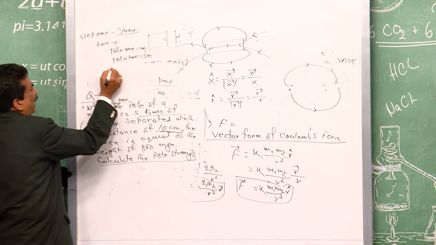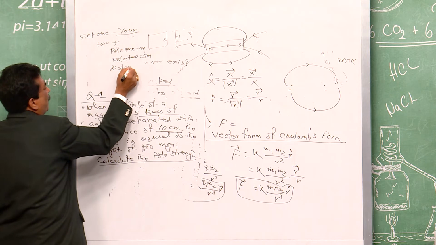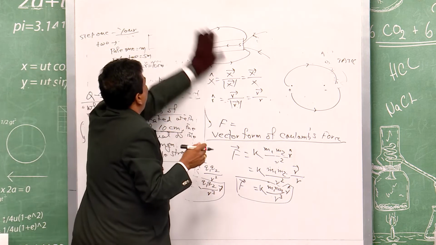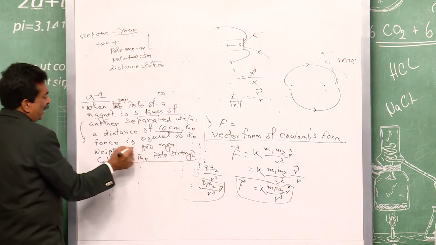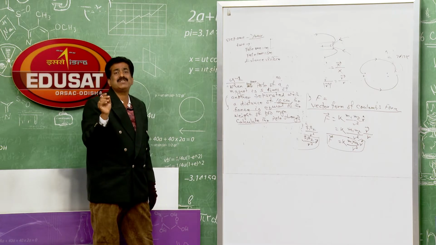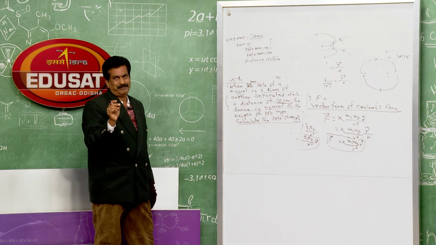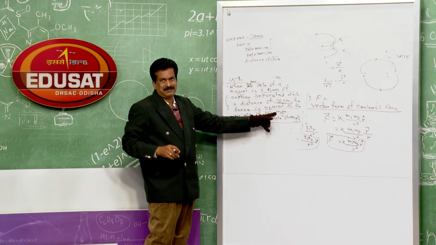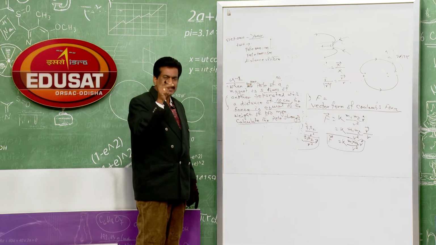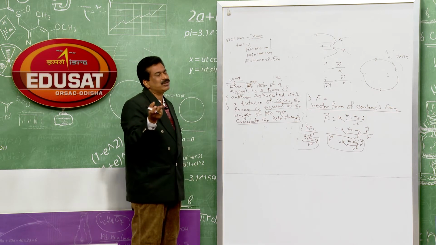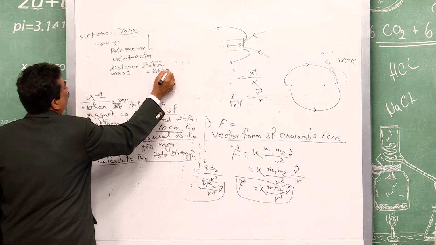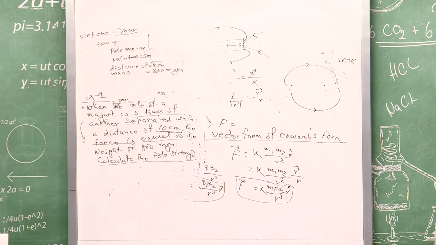The distance we have taken is r. So, the distance r is equal to 10 centimeter. Then the force is equal to the weight of 800 mgm. What is mgm? Milligram. This is the mass. The force given by the mass is nothing but its weight. So here the mass is given, equal to 800 mgm.